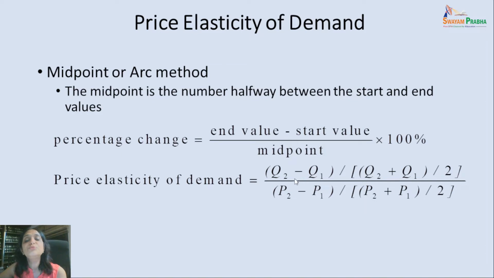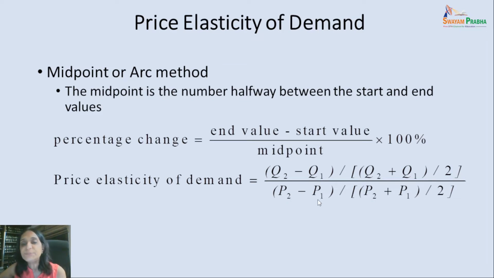So Q2 minus Q1, which is giving you change in quantity demanded, divided by the average of the quantity demanded. This becomes your numerator. This we will divide by the denominator, wherein we are seeing the percentage change in price. That is the new price P2 minus P1. So this will give us the change in price.